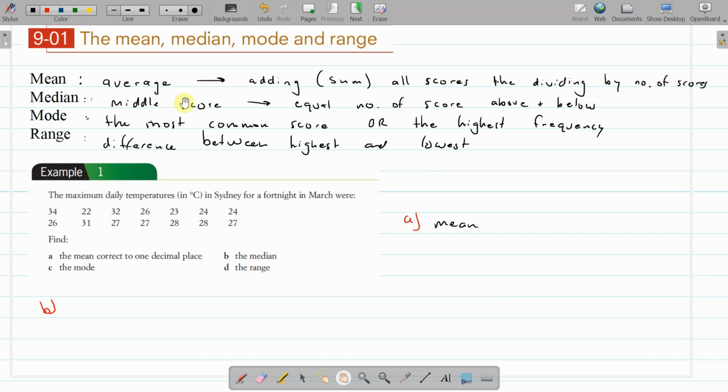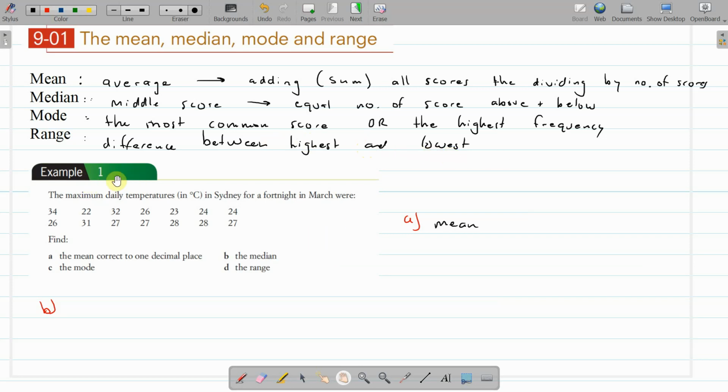The median is the middle score, so that means there's an equal number of scores above it as below it. This one we have to write out the scores in order. The mode is the most common score or the score of the highest frequency. And then the range is the difference between the highest and the lowest score.